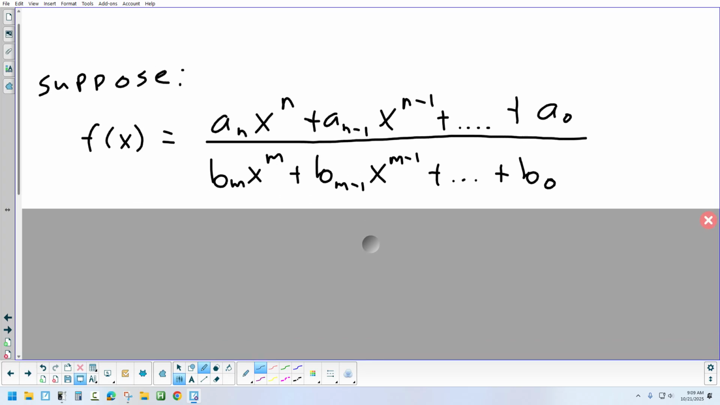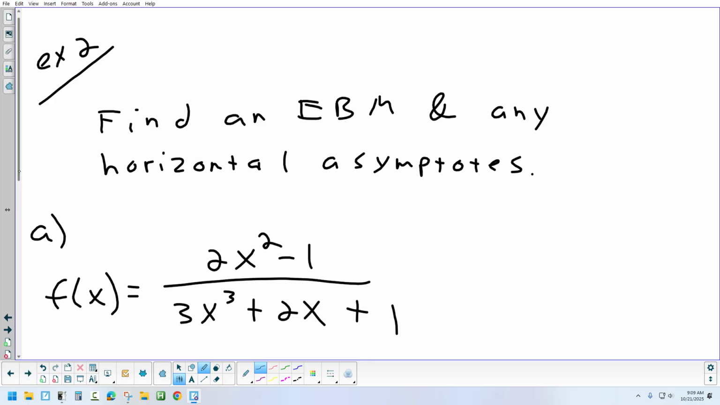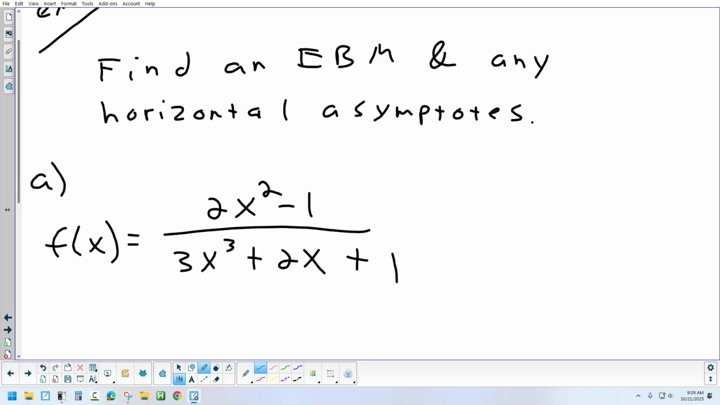All right, so we're going to be looking at problems like this. And what we're going to have to do is describe what it looks like, kind of like the big picture. I talked a little bit about this yesterday, EBM. Does anybody remember what that stood for? End behavior model. Right, end behavior model. And the end behavior model was always the term that had the highest degree.